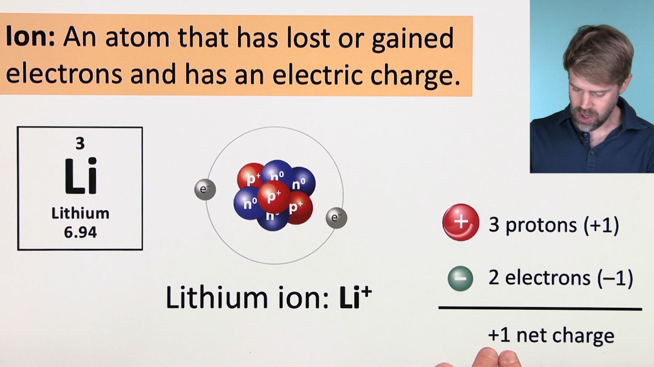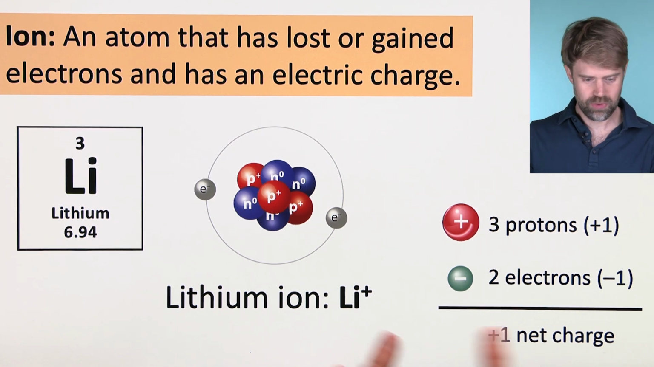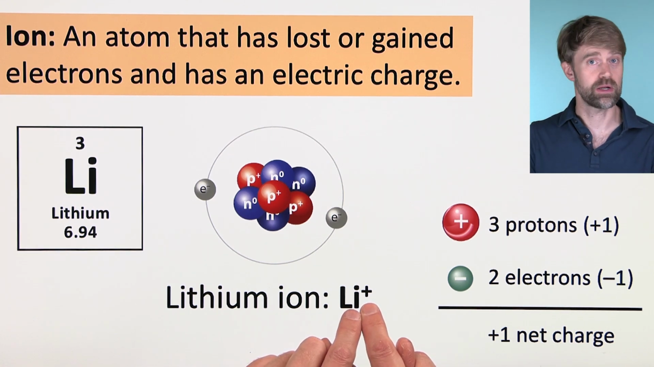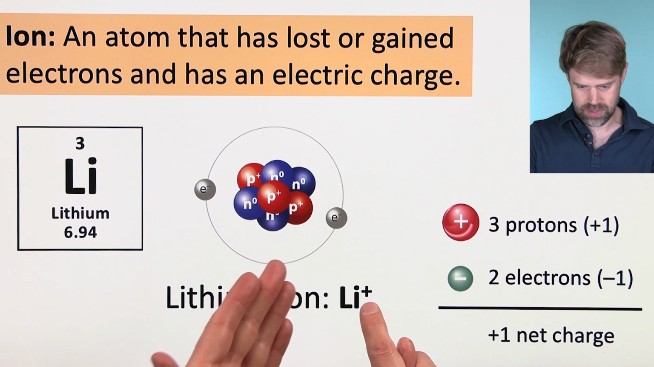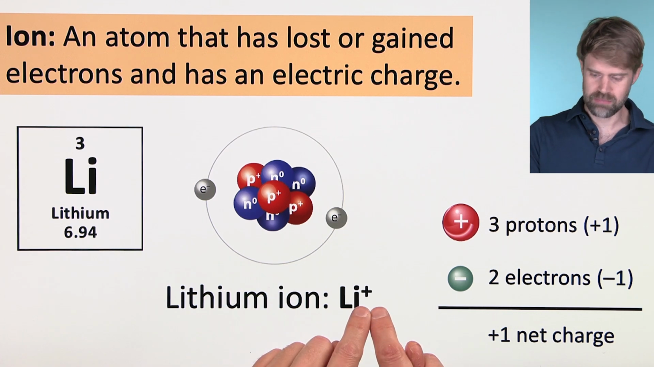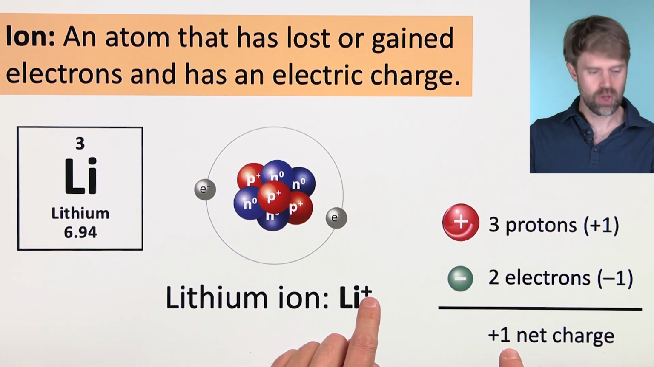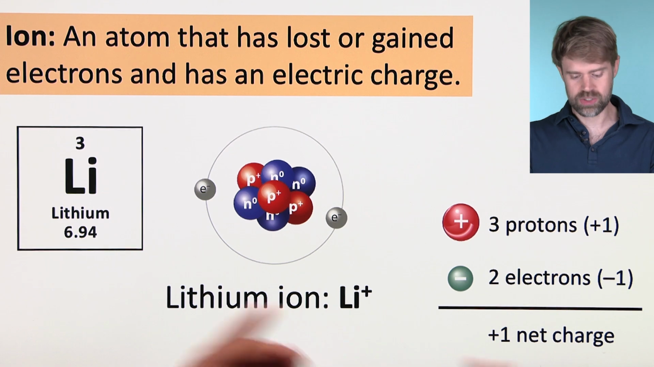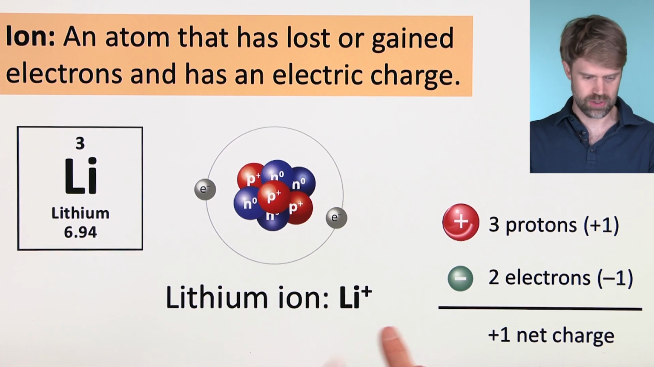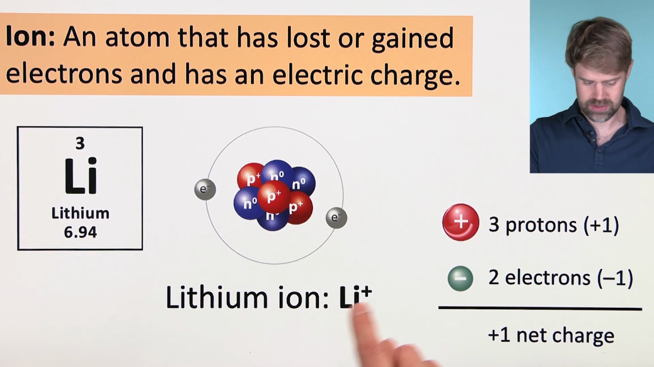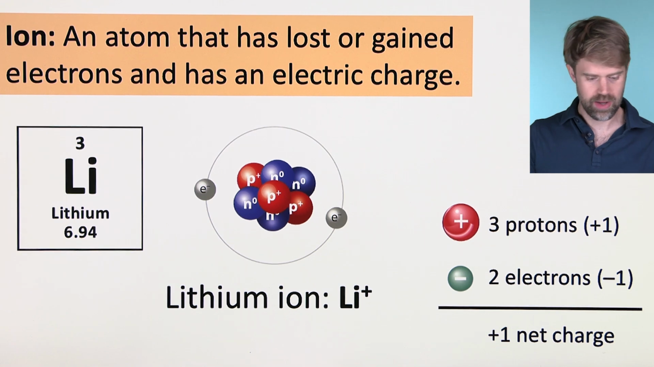And we can show that it has a net charge by putting a little positive sign up here, right? Li+. This plus sign means a +1 charge. We don't need to write the number 1. We can just put a plus sign. It's understood. So Li+ is a lithium ion with a +1 net charge.